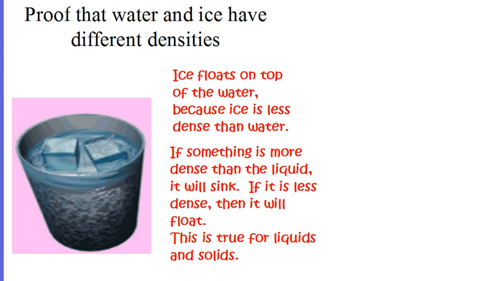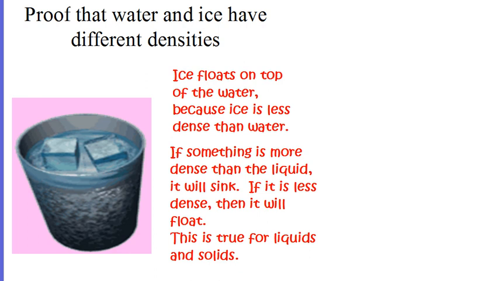Density is the reason why things sink or float. If something is more dense than a liquid, it will sink. If it is less dense, it will float. Ice floats on top of the water because when water freezes, it becomes less dense than liquid water, so it floats on top. If we took a pebble and put it in the water, it would sink to the bottom. If it is less dense, it will float.